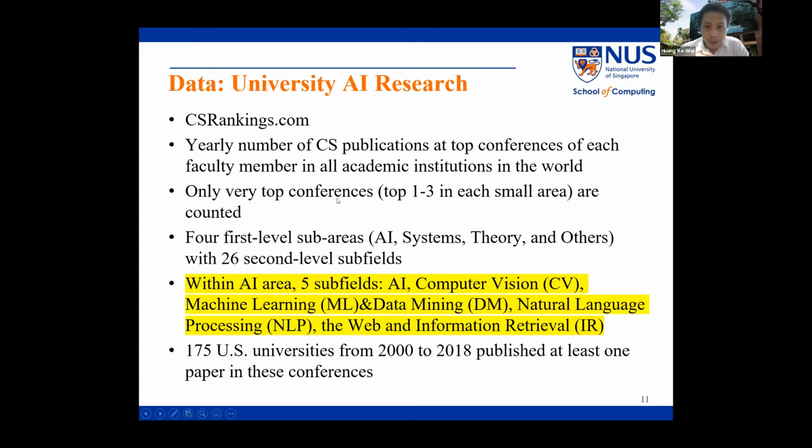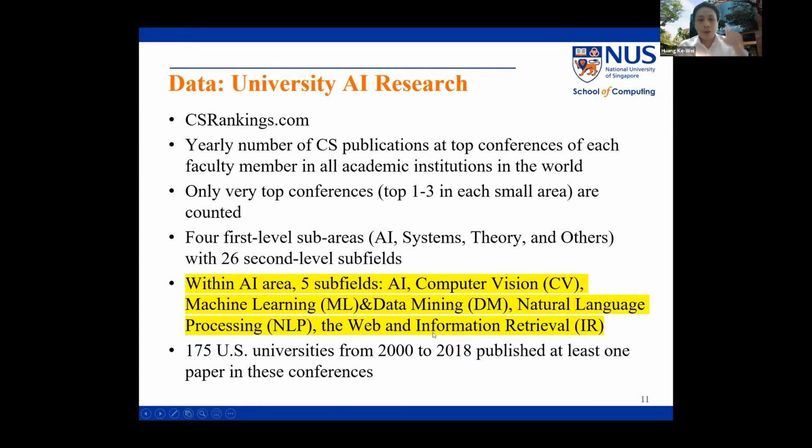On the website, the conferences are only the very, very top conferences, only the top 1 to 3 in each small area. They split the CS research area into 4 first-level areas: AI, systems, theory, and others. We focus only on AI. Under AI, there are 5 subfields: general AI, computer vision, machine learning and data mining, natural language processing, and the web and information retrieval.